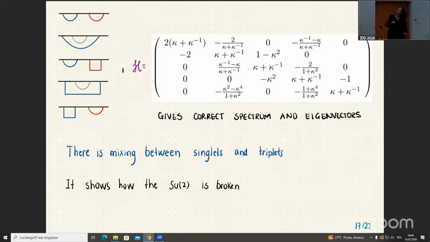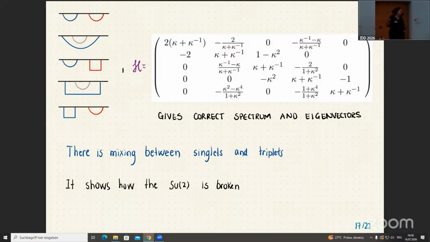Actually, each of them mixes with the other 2. So you always have each line having 3 non-zeros, and this gives the correct spectrum in the eigenvectors. If we act on this one, for example, we get something related to these and these. But if we act on this one, we get something related to that and that, etc. You solve these, you get the correct eigenvalues and eigenvectors.